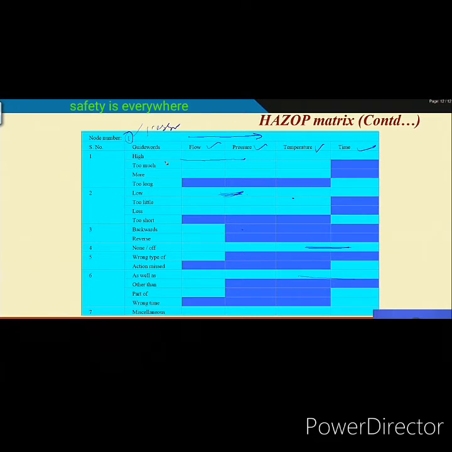Then what guide parameter is important? This parameter is important. What will be the guide word? High pressure. This is high or more, that is giving you the same. Similarly, too long is not applicable. Similarly, low pressure or less.